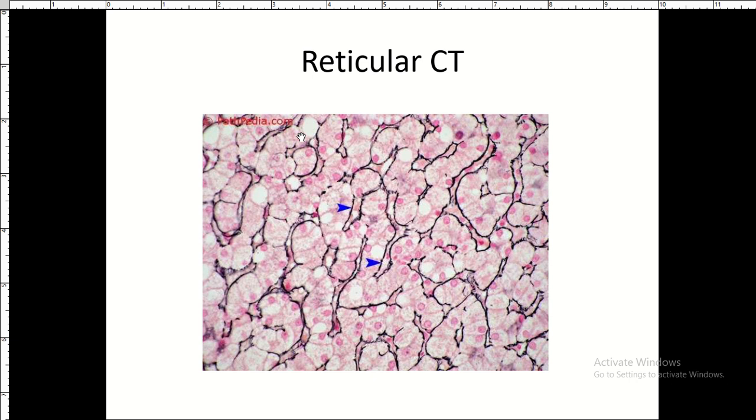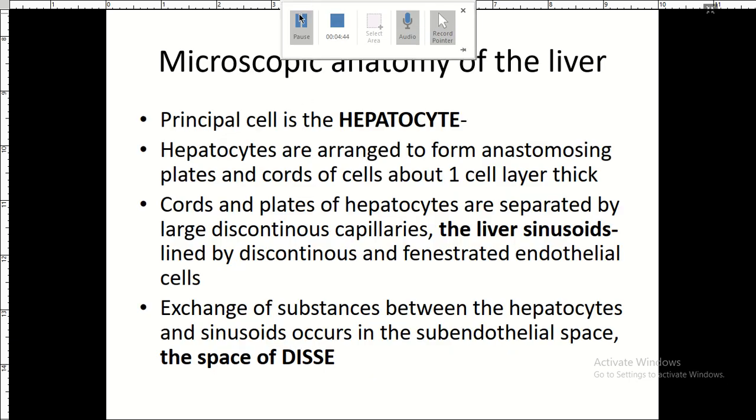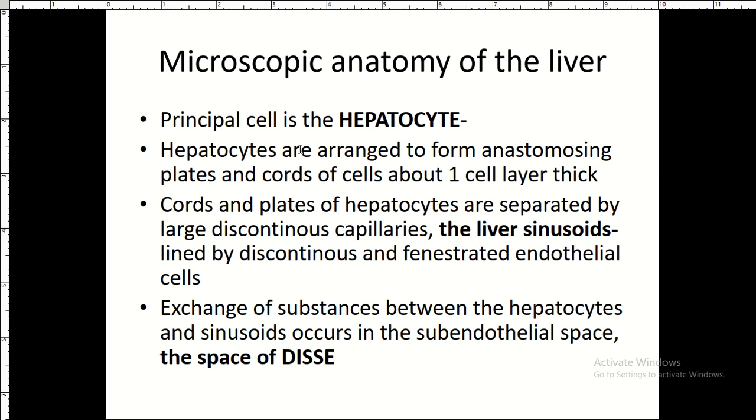So now let's go to another video, right? So a principal cell called the hepatocyte forms the parenchyma of the liver. Hepatocytes are arranged into plates and cords that are one cell layer thick. So the cords and the plates of the hepatocytes are separated by large discontinuous capillaries called liver sinusoids.